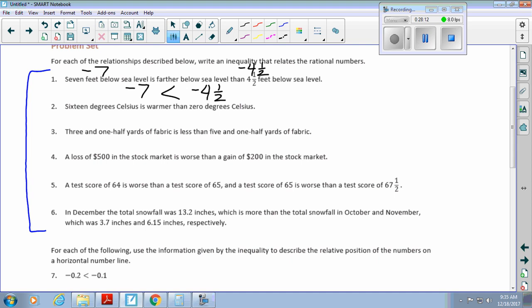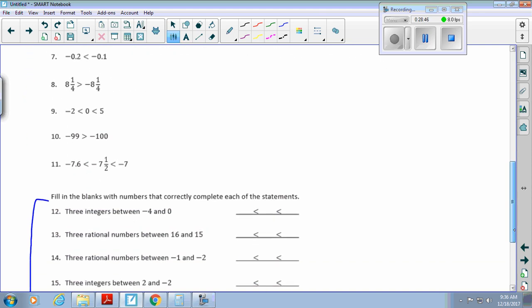All right. 16 degrees Celsius is warmer than 0 degrees Celsius. So keyword 16 degrees, and that's warmer than 0 degrees. So we have 16, we have 0. What inequality should we write in between there? So we'd say 16 is what than 0? Kenzie? Greater than? Very good. 16 degrees is greater than 0 degrees. Both sound just lovely.